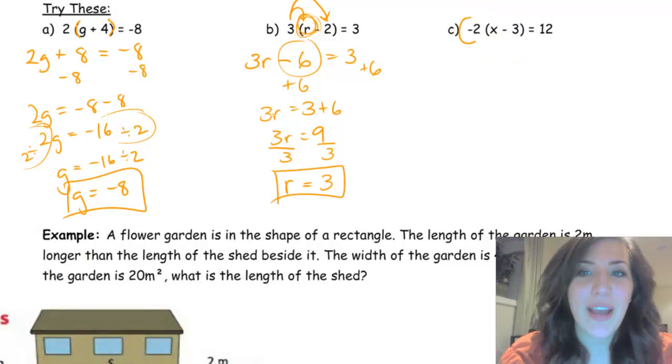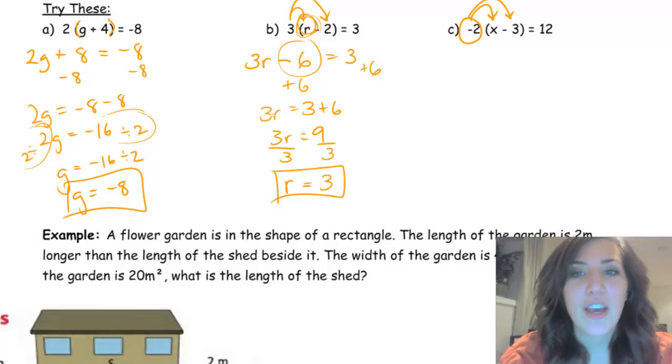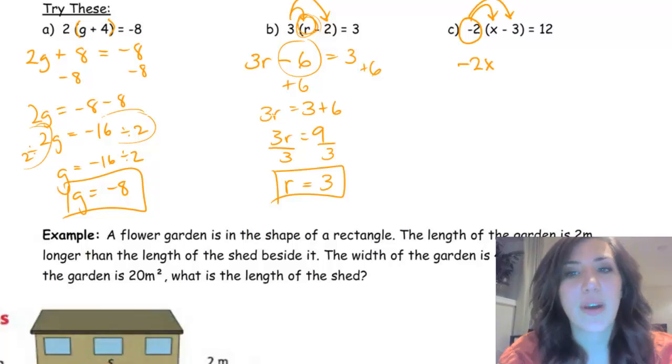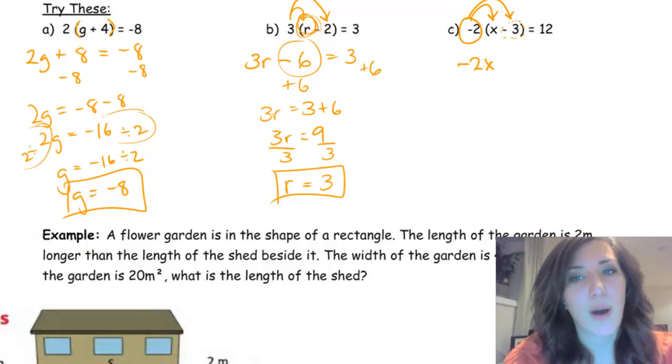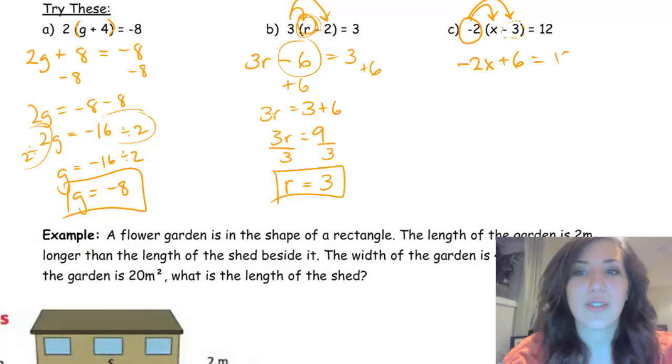Last example. Here we have a negative 2 in the front, so we're going to multiply this by each guy. So negative 2x is our first one. Now we see that we have minus 3. You can actually keep that together, and we see that negative 2 times negative 3 is positive 6 equals 12.